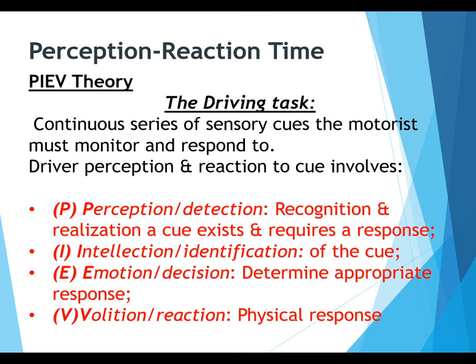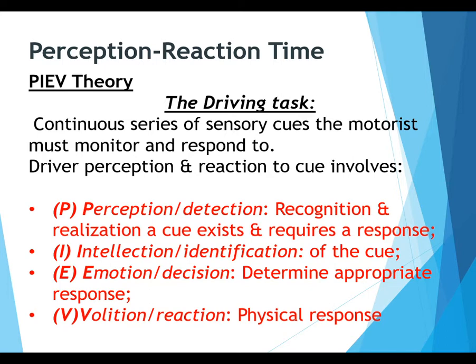So it's a series of cues that motorists must monitor and respond to. And there is a deer, so what should I do? Should I hit the brakes? Who's behind me? I have to look. So we have different cues, things that we need to do. And it goes to this PIEV theory.